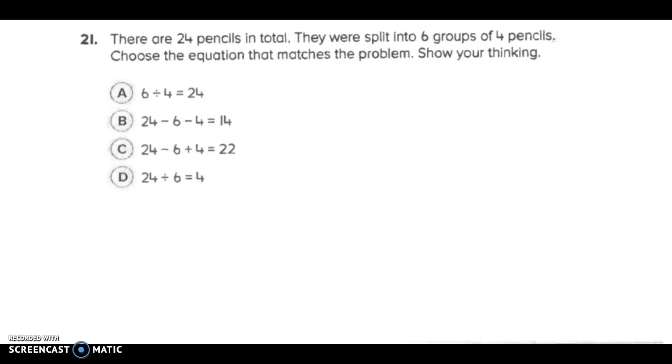Number 21. There are 24 pencils in total. They were split into 6 groups of 4 pencils. Choose the equation that matches the problem. Show your thinking. A. 6 divided by 4 equals 24. B. 24 minus 6 minus 4 equals 14. C. 24 minus 6 plus 4 equals 22. D. 24 divided by 6 equals 4.